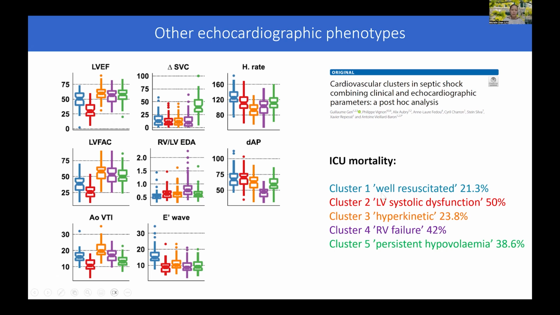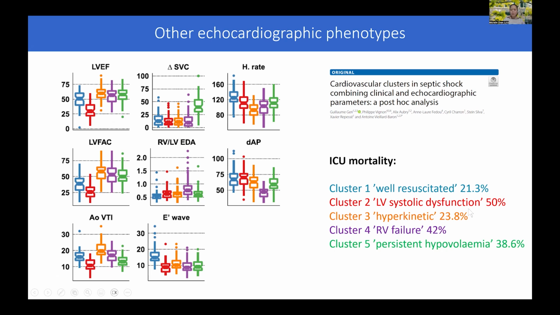So cluster 1, the blue, is a well-resuscitated cluster. They had the lowest mortality. They had a normal LVEF. The delta SVC was not increased. There was no increase in the dimensions of the right ventricle, and so on.